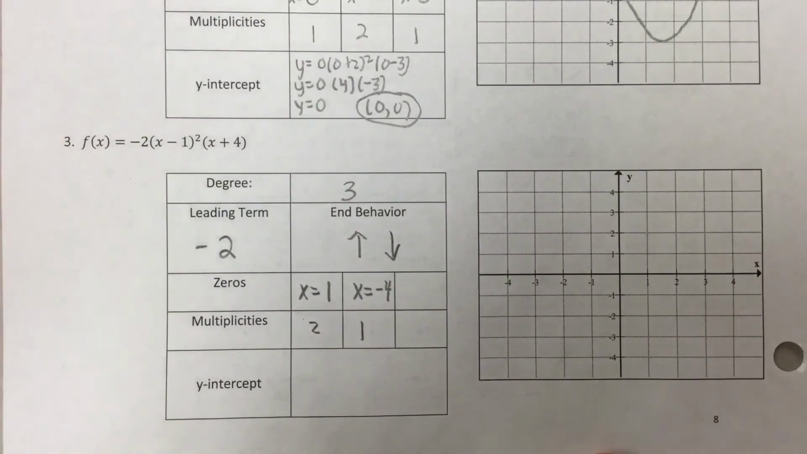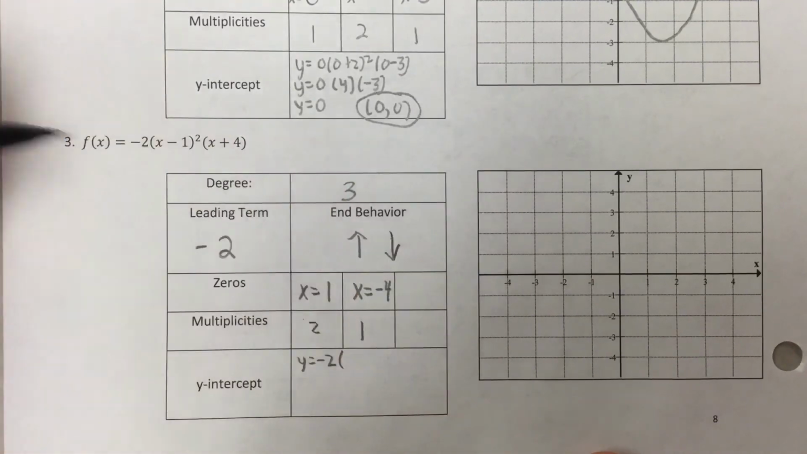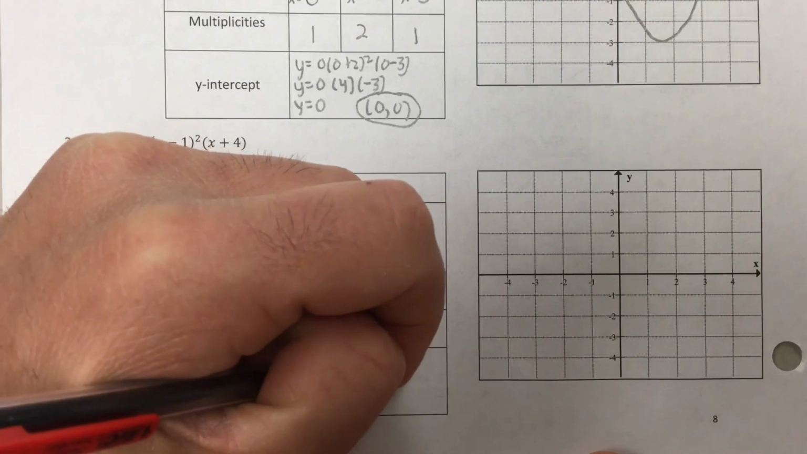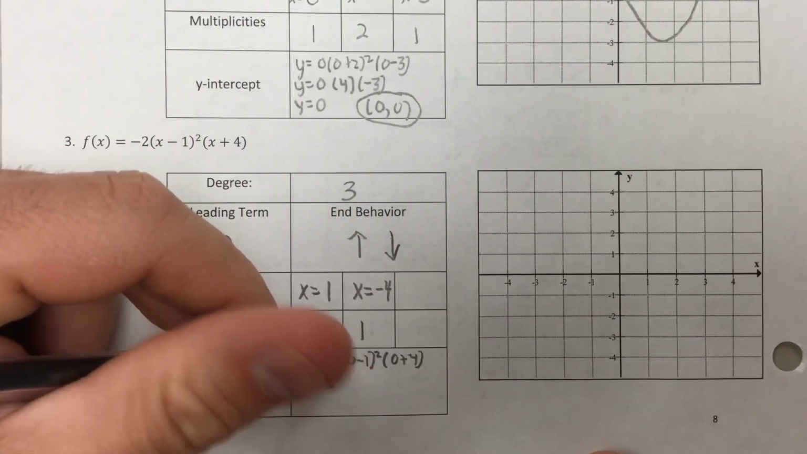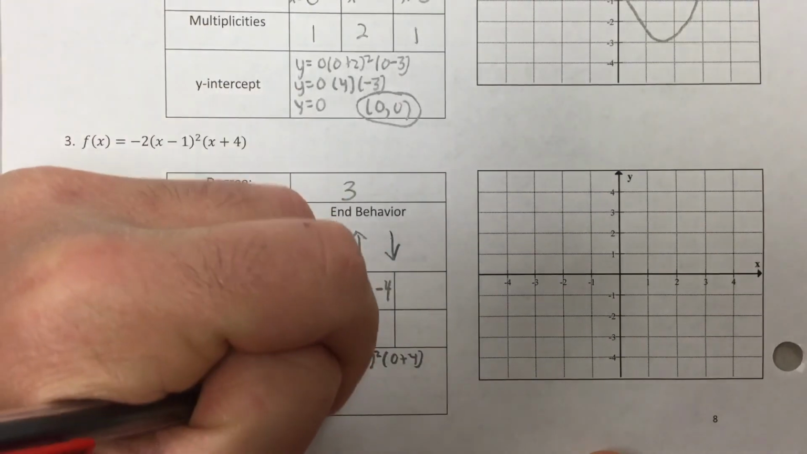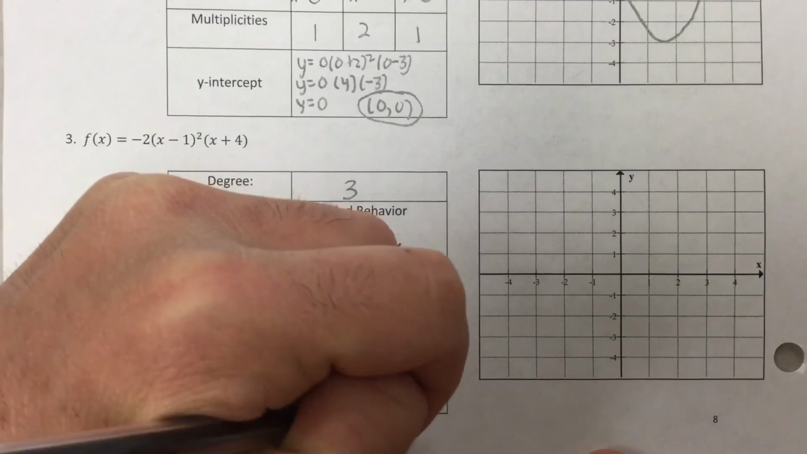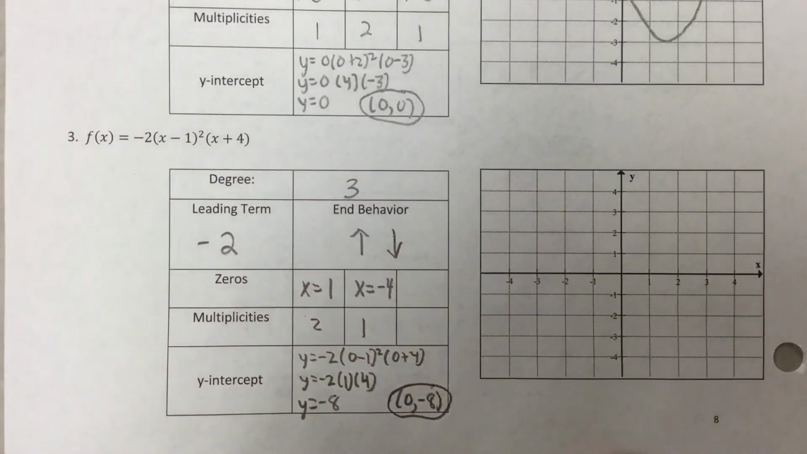And when we do our intercept, we would be at y equals -2 times 0 minus 1 squared times 0 plus 4. So we'd be at -2 times... 0 minus 1 is -1, -1 squared is 1, times 4. So it's -8. So 0, -8 would be our y-intercept. Again, we won't be able to fit that on a graph, so we just keep that in mind as we do our sketch.